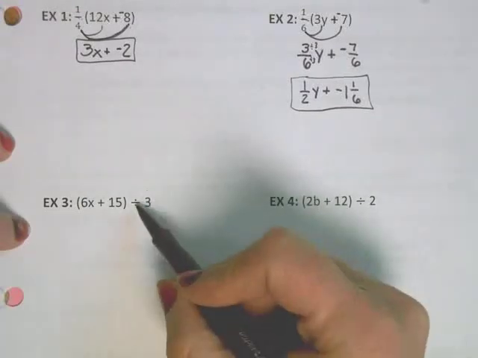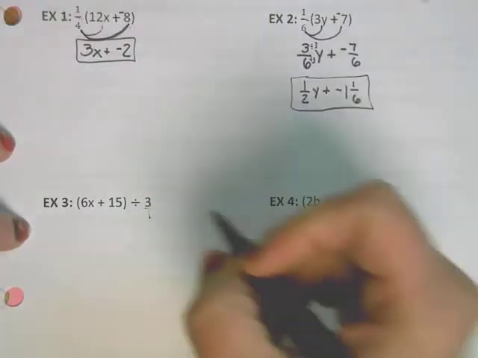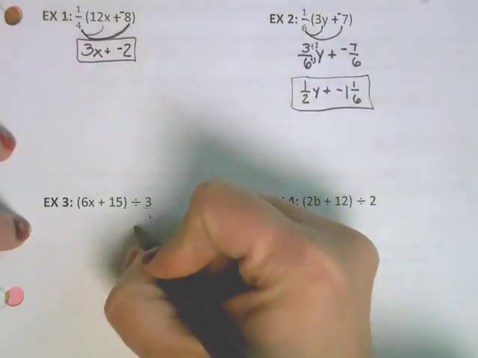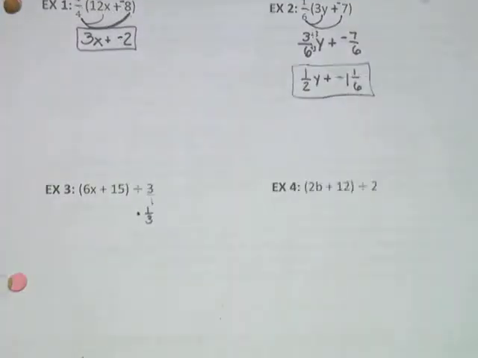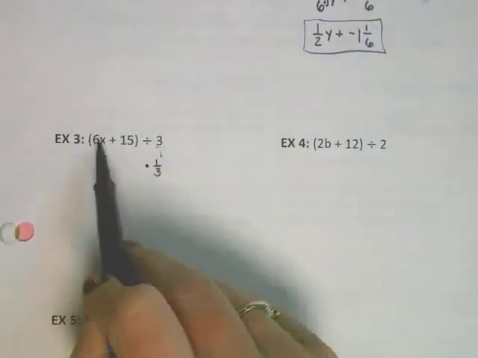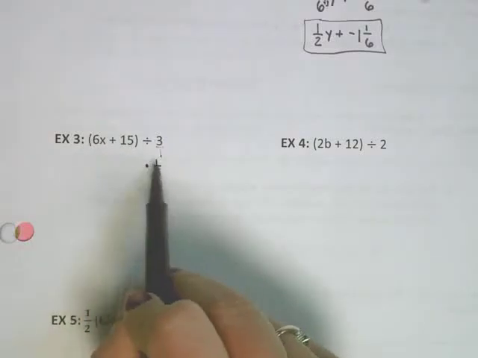So if we flipped this, right now it's 3/1. If we flipped it and multiplied, we could make this times 1/3. So another way to write this is, instead of 6x plus 15 divided by 3, it could be 6x plus 15 times 1/3.